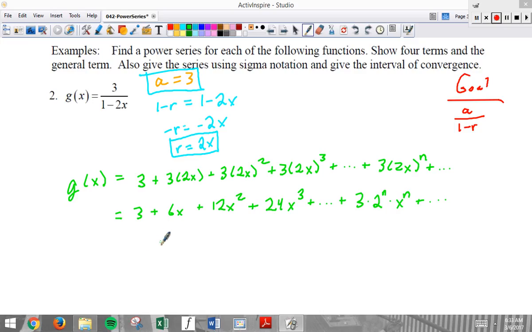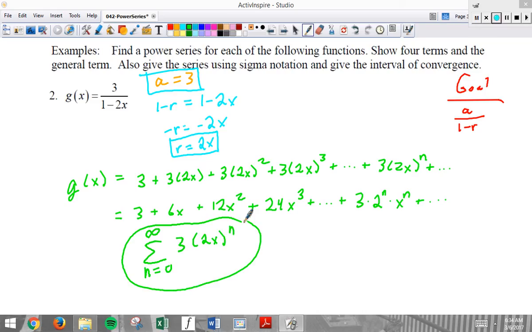So I'm going to write this in sigma notation from n equals 0 to infinity as 3 times 2x to the n. There's my sigma notation. 4 terms in the general term. Okay, again, I don't really want you thinking about this. But also, this would be acceptable, right? We'd also accept this. Don't get confused. Just do whatever's easiest for you. I know most people prefer that. I'm not surprised. All right, interval of convergence.